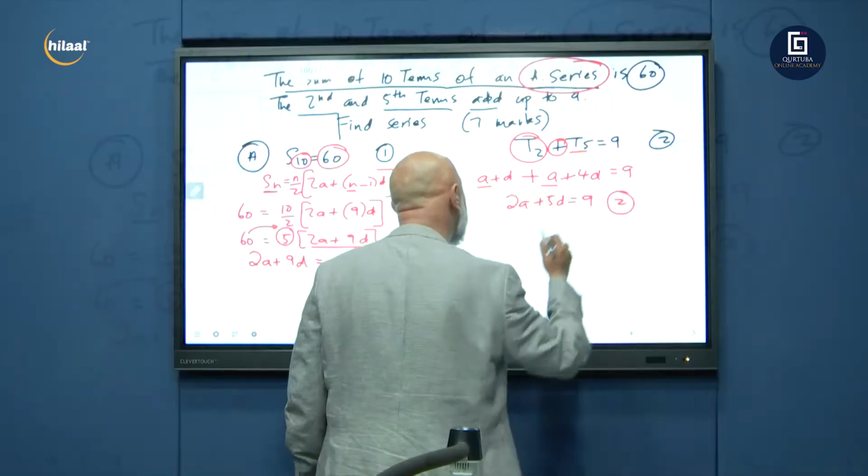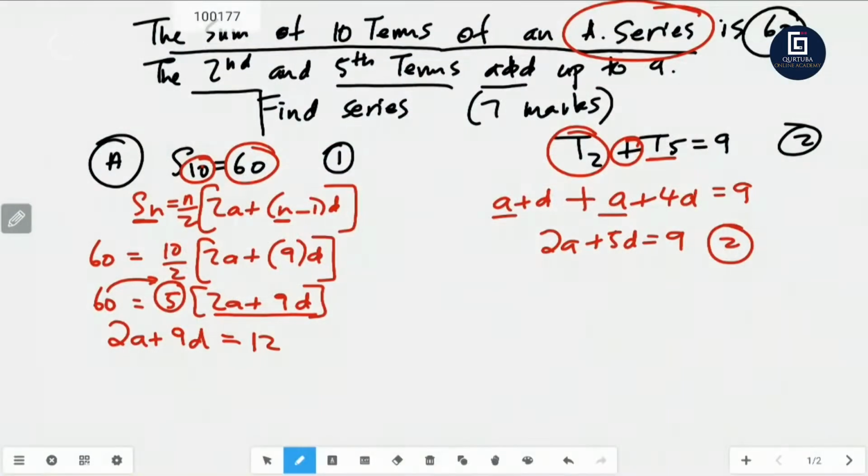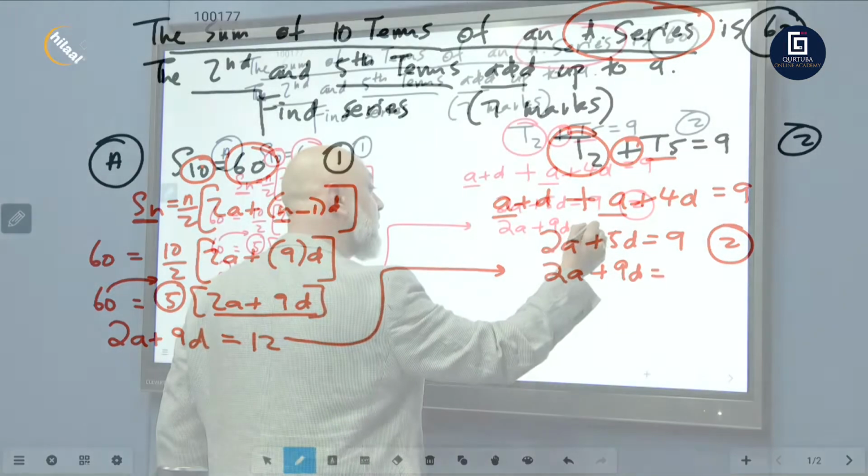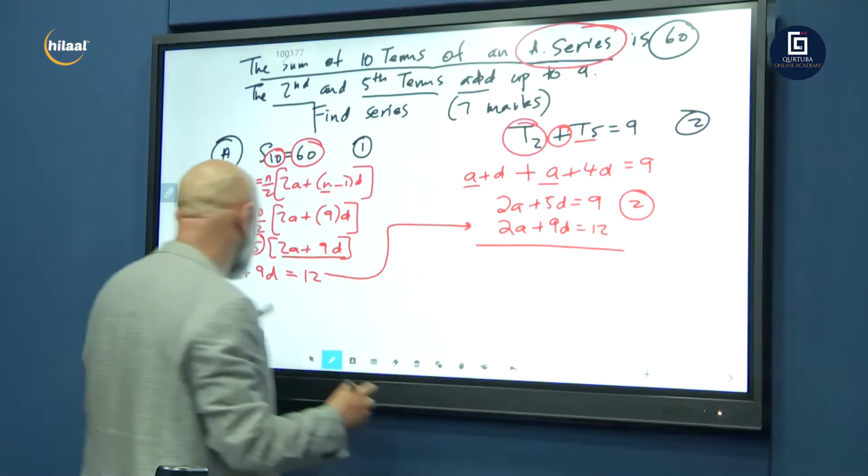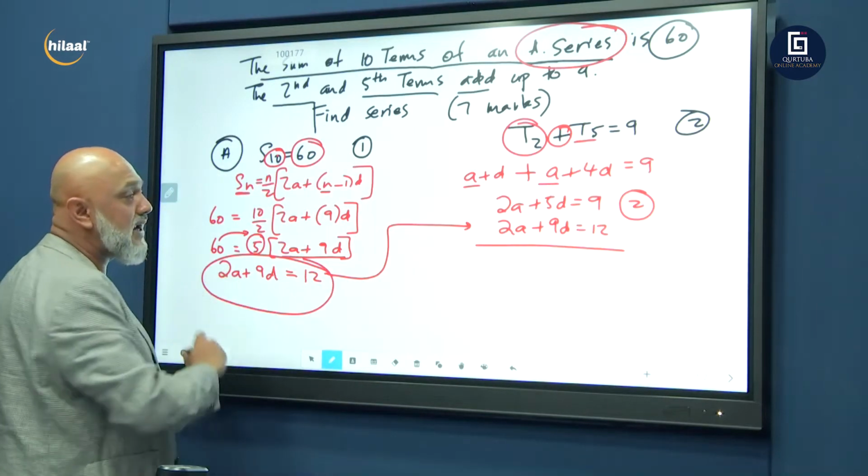That's equation number 2. So we got 2a plus 9d is equal to 12. We got 2a plus 5d is equal to 9. Let's do some simultaneous equations. I'm going to say 2a plus 9d is equal to 12. And there we go. That was equation number 1.